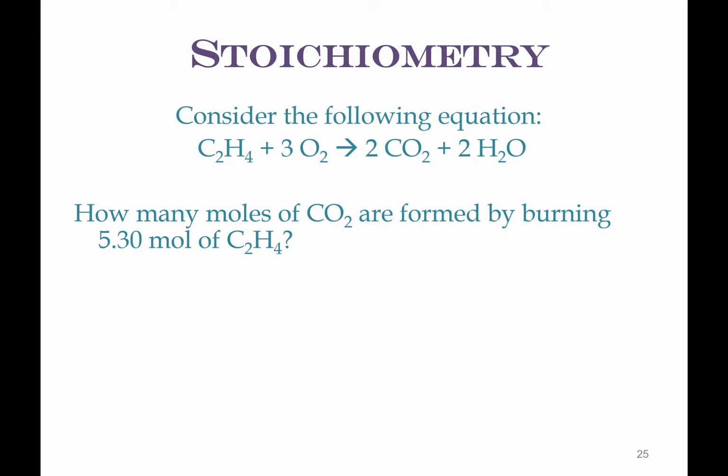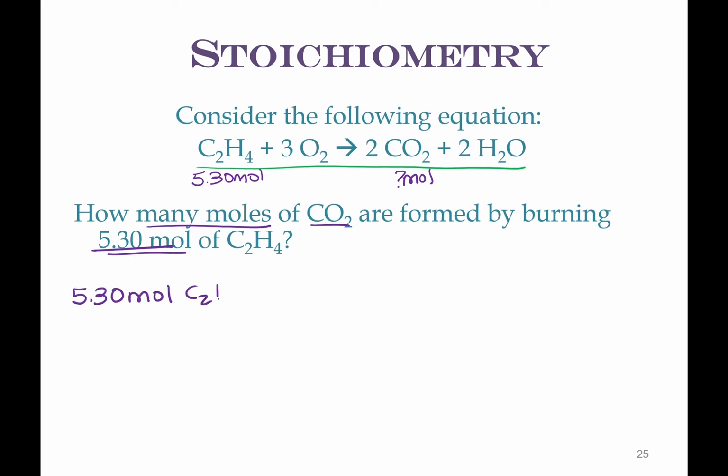Now, this is our balanced equation that we just balanced on the previous page. We're going to do some stoichiometry with it. We always write the information underneath the equation because this becomes a story problem and we're going to have to extract the information. So how many moles of CO2 are formed by burning 5.30 moles of C2H4? So we're going to start always with what's given. So this is the number that's given, 5.30 moles of C2H4.